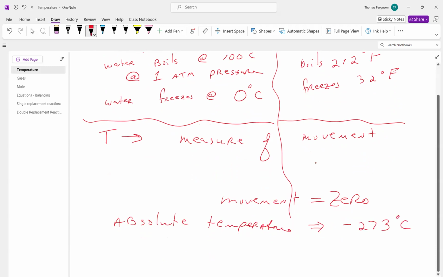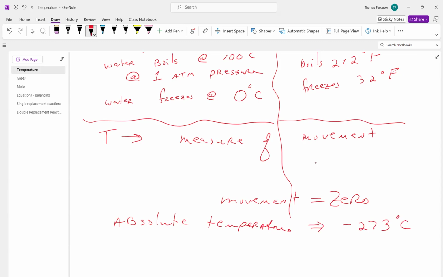That's at minus 273 degrees Celsius is when movement stops. Um, 4 something, I believe. I mean, I never used Fahrenheit in chemistry, but I think it's 4 something.